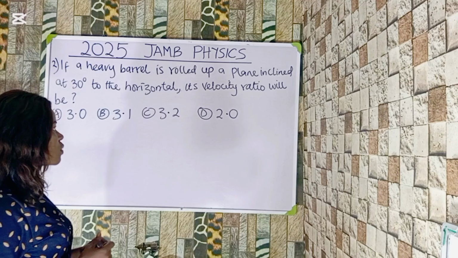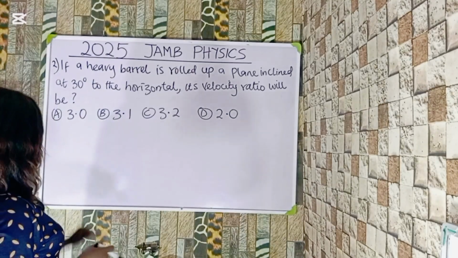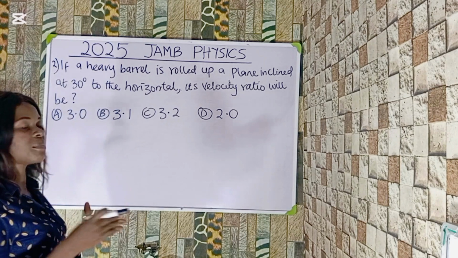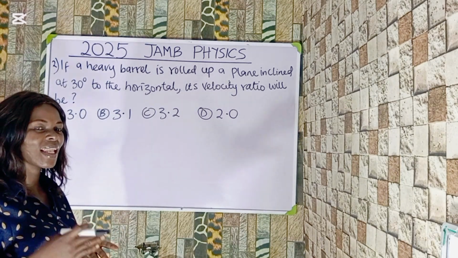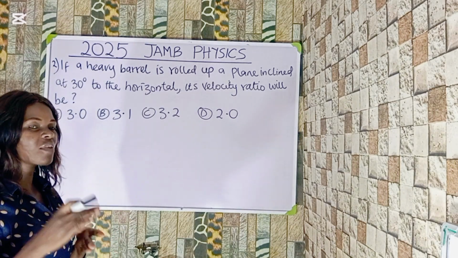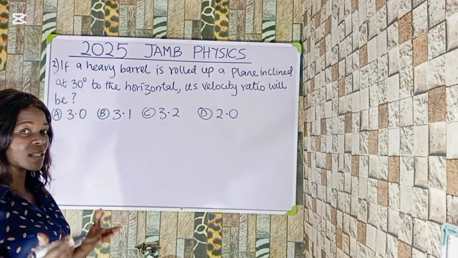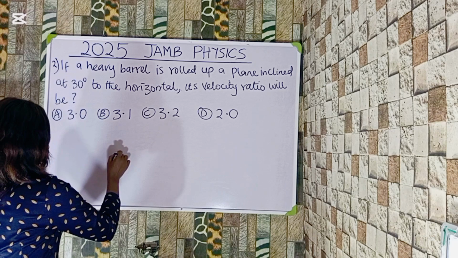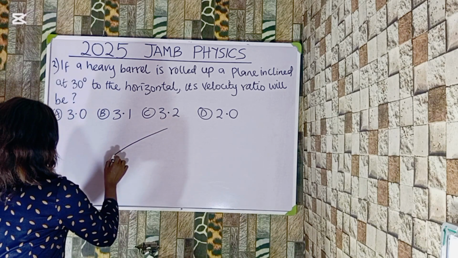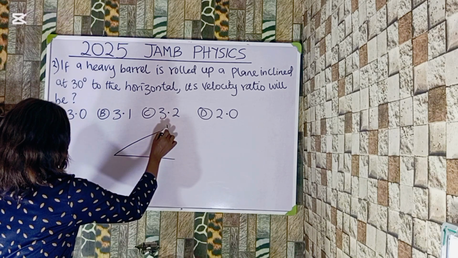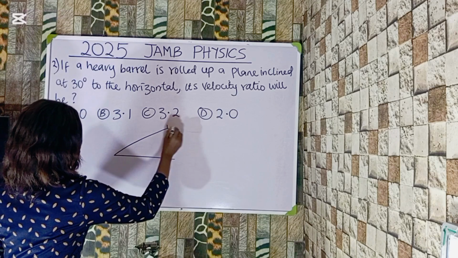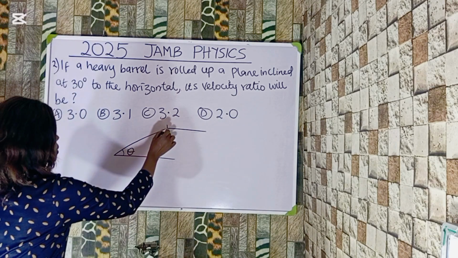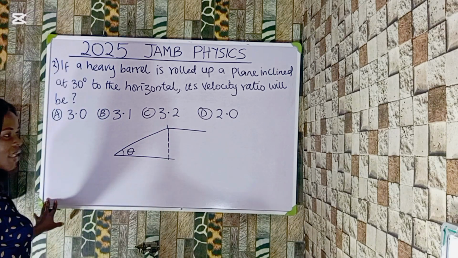All right, so the first thing that will come to our mind is that the type of machine we're going to use to pull up this heavy barrel is said to be an inclined plane. So let me give you an illustration of what an inclined plane is. All right, so this is an inclined plane.